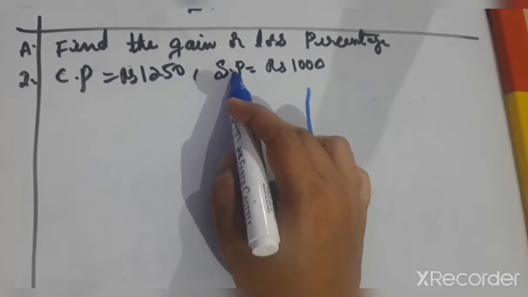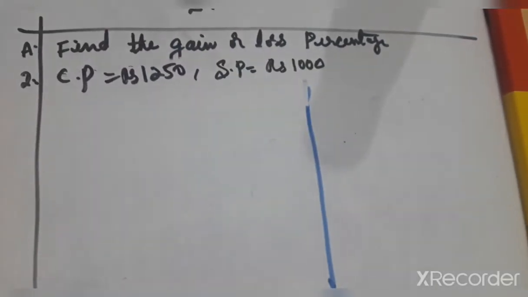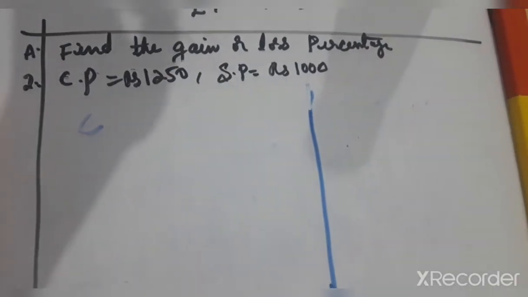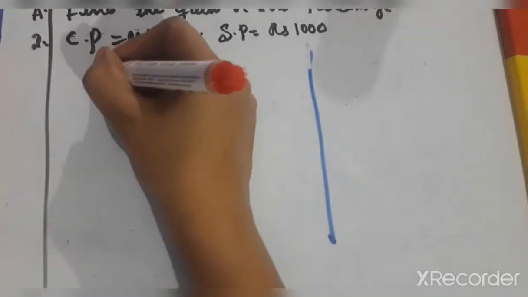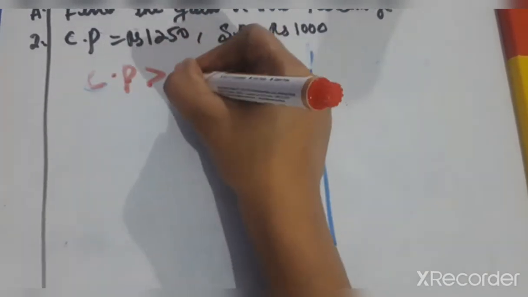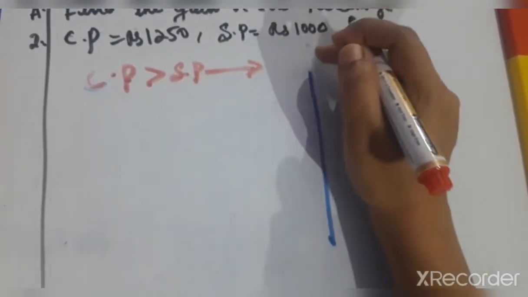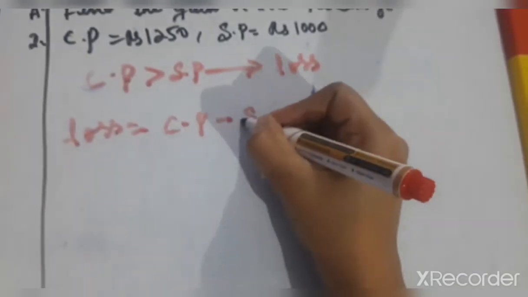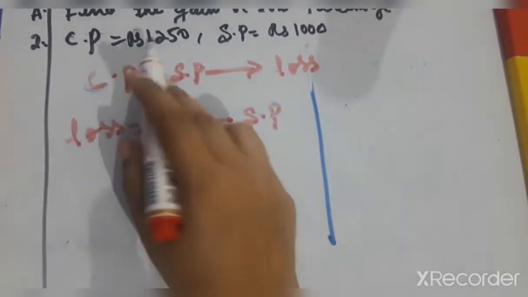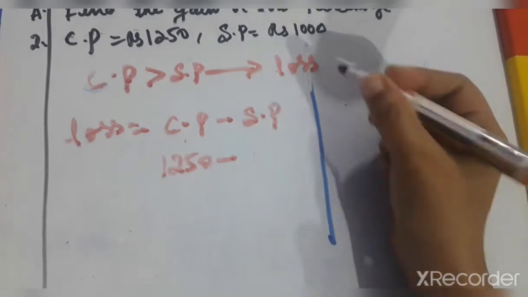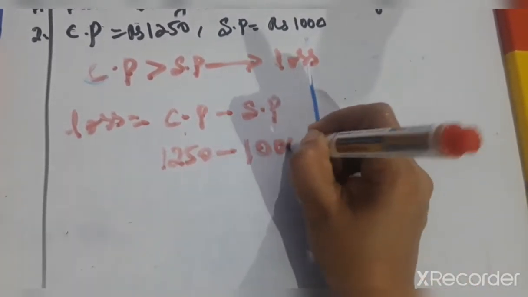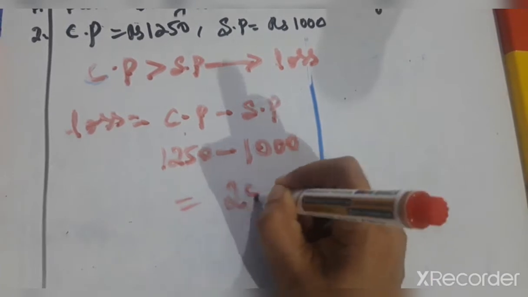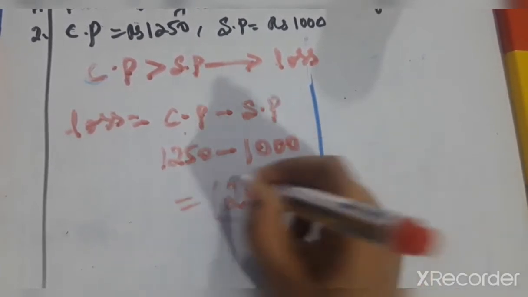If selling price is greater, we get profit. Now CP is greater than SP, which means we get loss. Loss equals CP minus SP, and the greater amount we have to write first. So 1250 minus 1000 rupees. How much? 250 rupees is the loss.